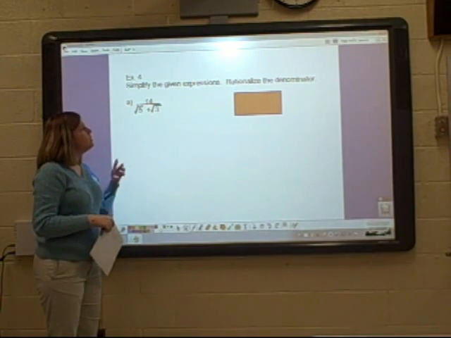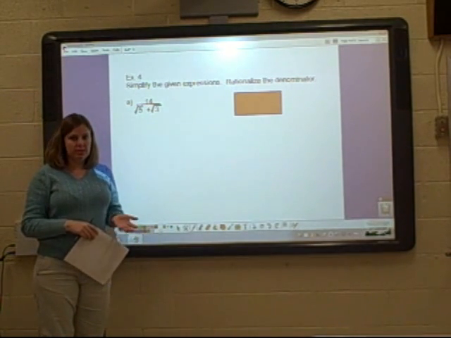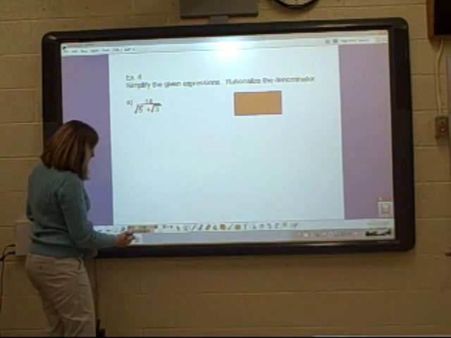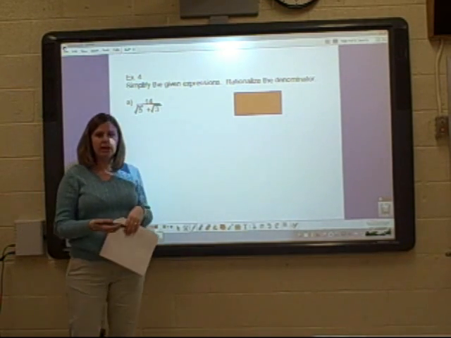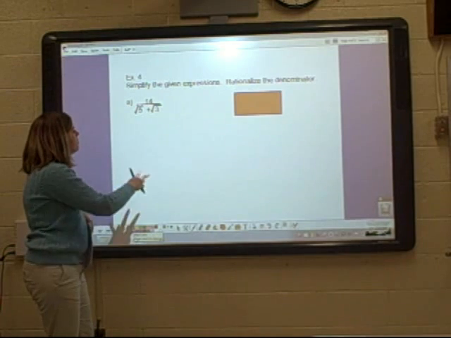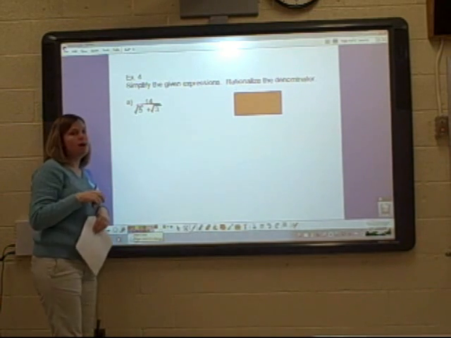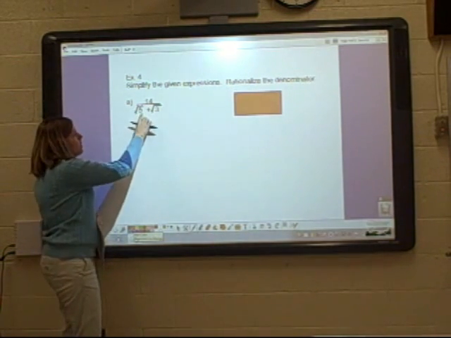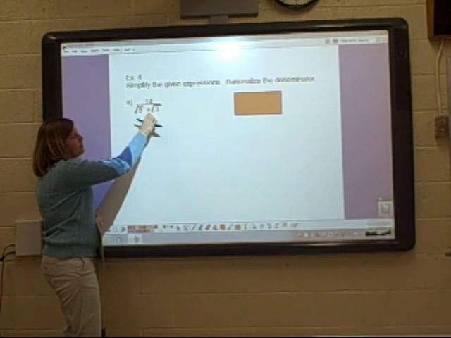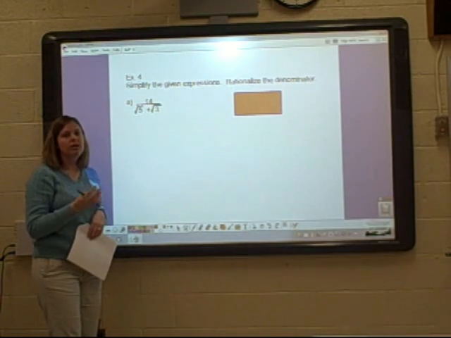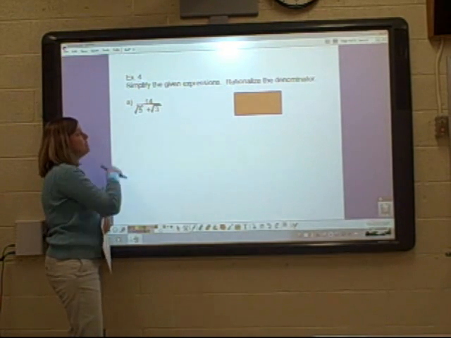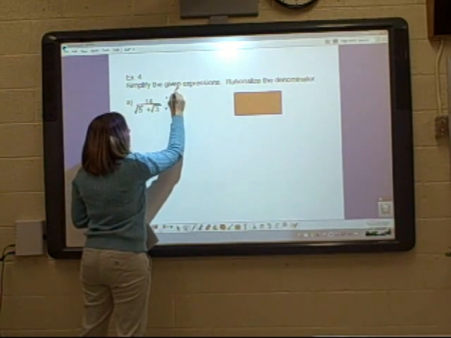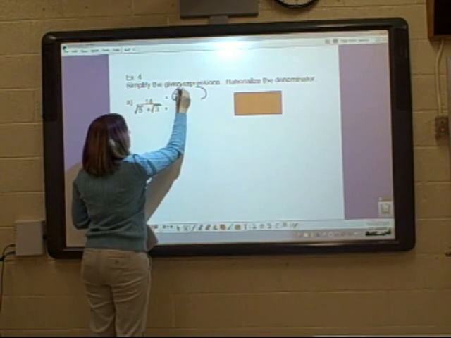So we are going to rationalize the denominator, but we're going to do it a little bit differently. This is called multiplying by the conjugate. The conjugate is the denominator, except it's the opposite sign. So the conjugate of the square root of 5 plus the square root of 3 is the square root of 5 minus the square root of 3. So we're going to take the top and the bottom times the conjugate.